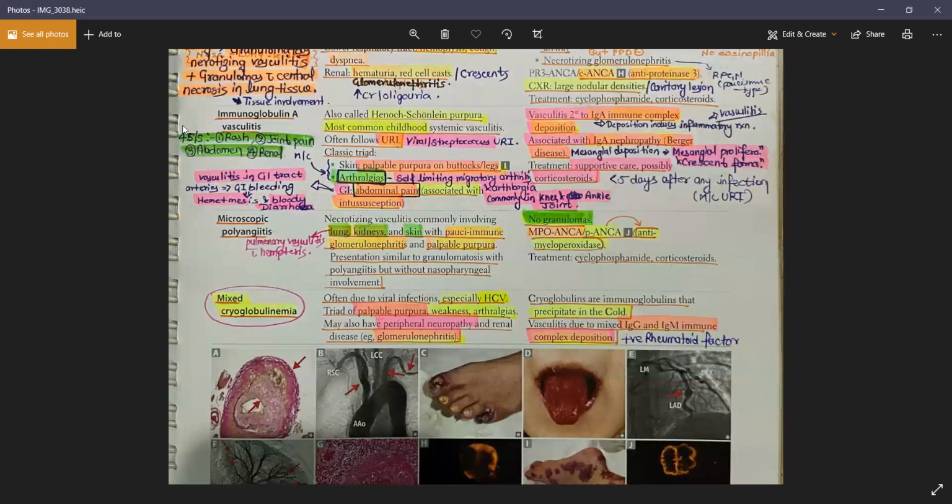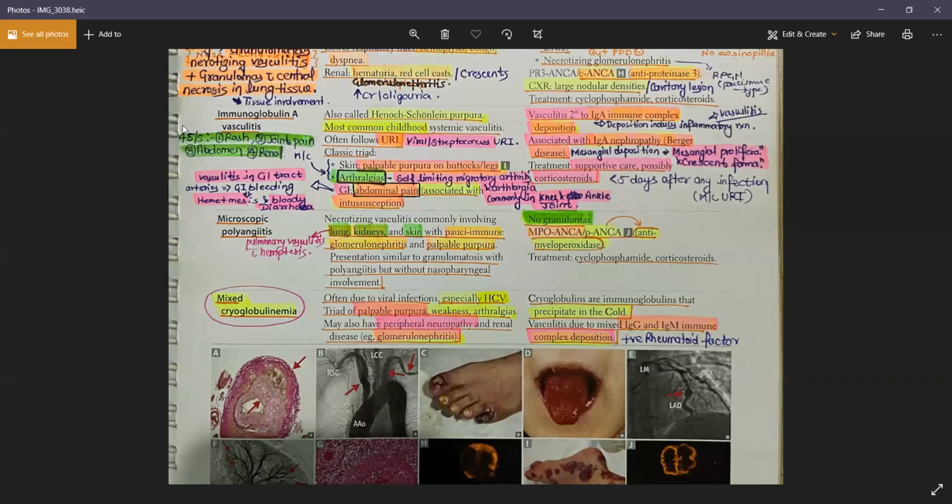Then comes immunoglobulin A vasculitis, which happens shortly after any kind of mucosal tract disease, like any viral or bacterial disease that causes infection of the mucosal tract, either the GI tract or the respiratory tract. It can lead to the formation of IgA antibodies, because they line your mucosal tracts, right?